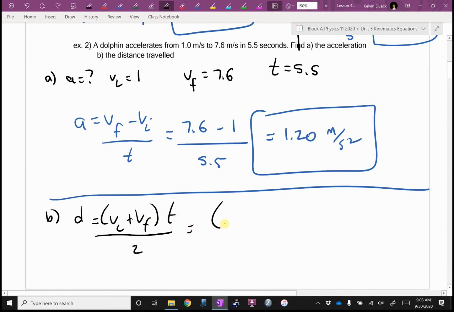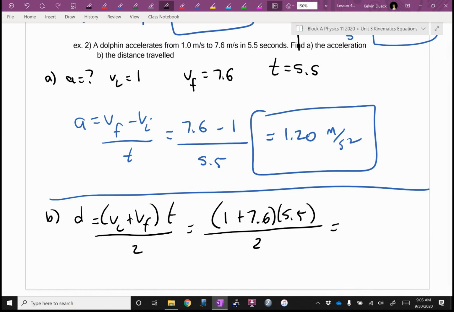So it's going to be 1 plus 7.6 times 5.5 all over... Do that one in your head, Mr. Duke? Well, maybe. Let me see. 8.4. It's going to be 4.2 times 5.5-ish. 4.2 times 5 is going to be 21. Oh, maybe. 21 plus 2. Is it 23.1?